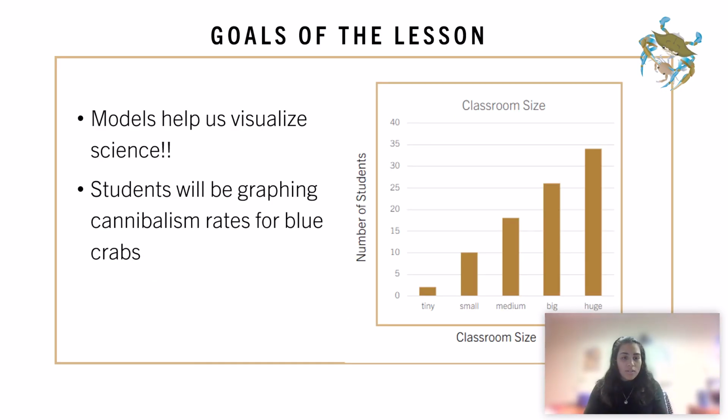We also want to make sure that students understand how changes in the number of prey, or the prey density, can impact just how much cannibalism is occurring. They can do this by graphing the percent cannibalism for blue crabs through a hands-on predator-prey simulation that I will talk about shortly. Make sure to explain that we can model cannibalism using graphs and use a provided PowerPoint to give the example of how with increased classroom size, we can have more students inside those classrooms.